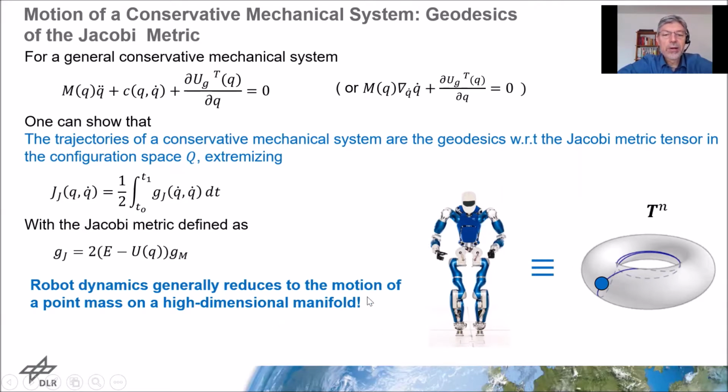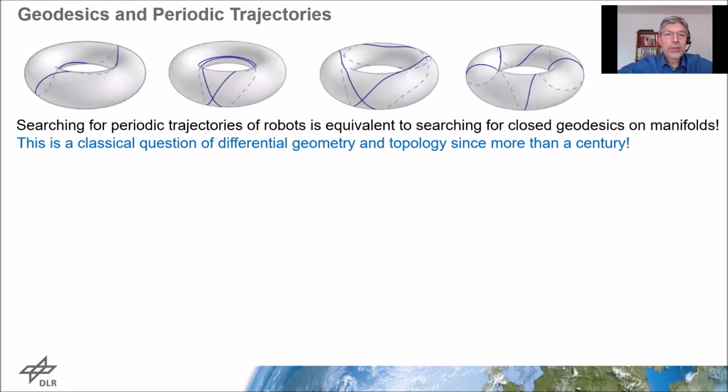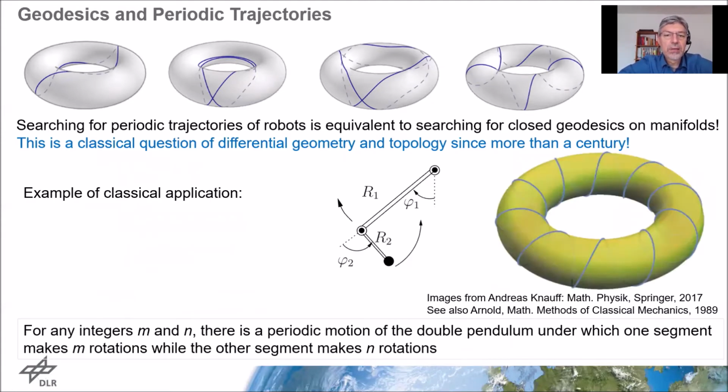So basically, robot dynamics generally reduces to the motion of a point on a high-dimensional manifold. And this implies that we can use a lot of tools from topology and Riemannian geometry to study the motion of dynamical systems. And I will give you some examples. Basically, the analogy we described before means that searching for periodic trajectories of robots is equivalent to searching for closed geodesics on manifolds. And closed geodesics on manifolds is a very classical question of differential geometry and topology for more than a century. There are plenty of results in theoretical mechanics and mathematics related to this.